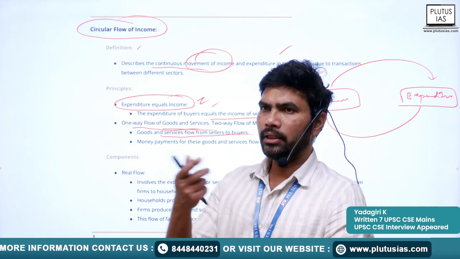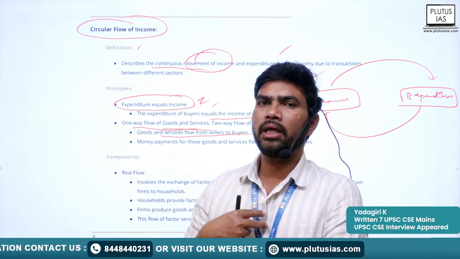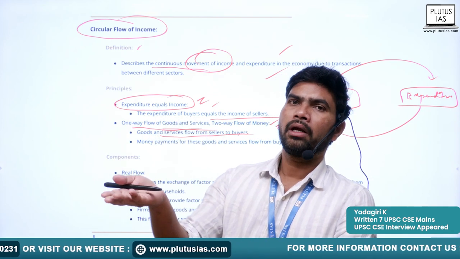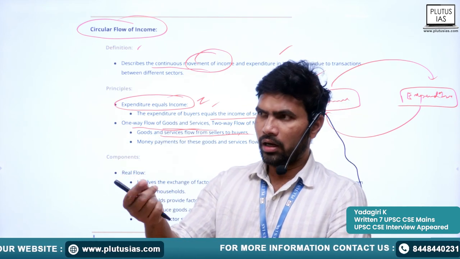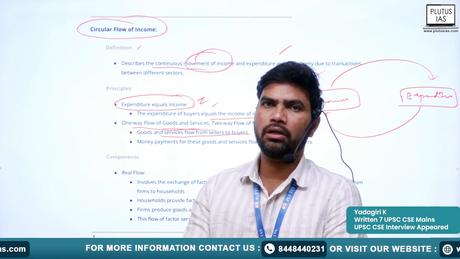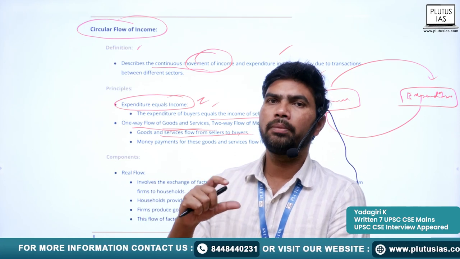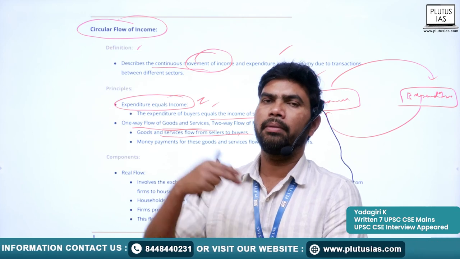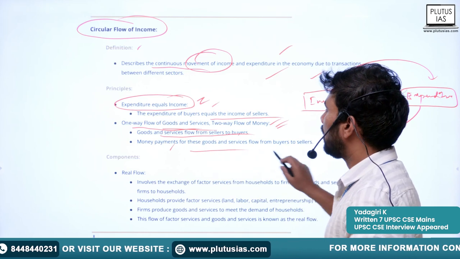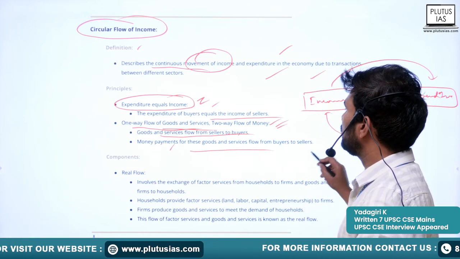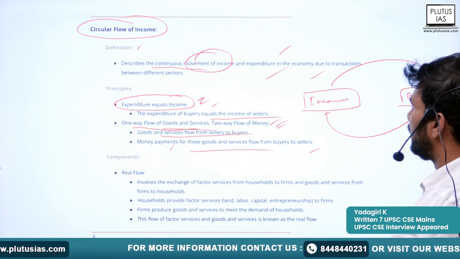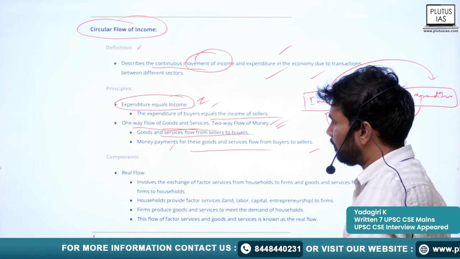Goods and services flow from sellers to buyers. The seller is giving me the goods or services, and I am paying him the cost of that particular good or service. That becomes my expenditure, and it becomes income for that seller, right? Money payments for these goods and services flow from buyers to sellers, right? So this is the circular flow of economy.